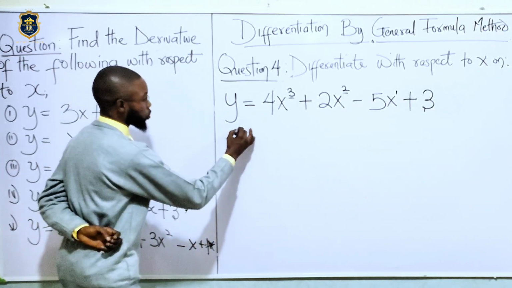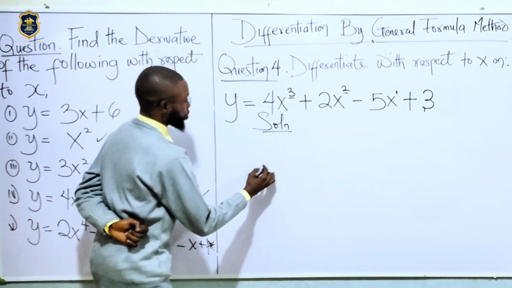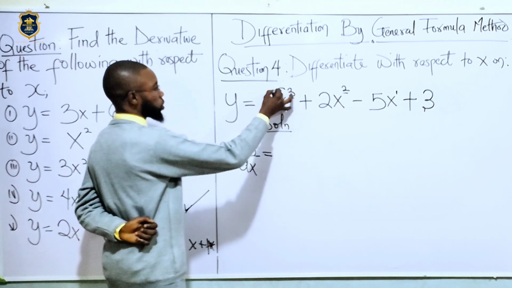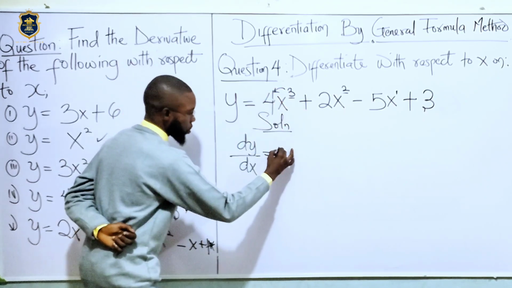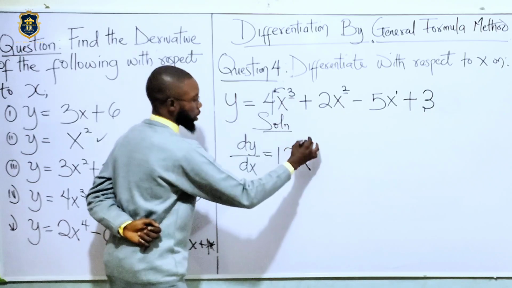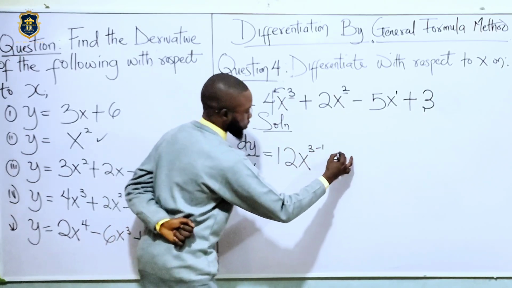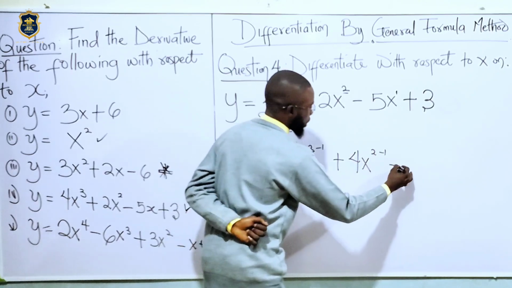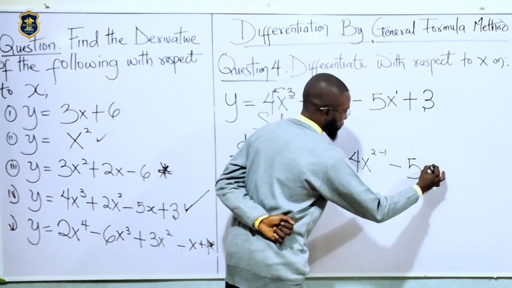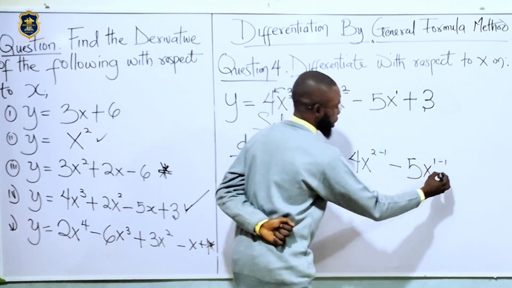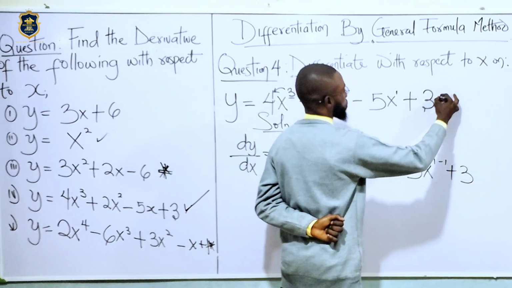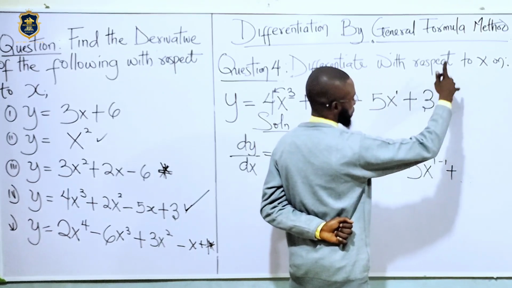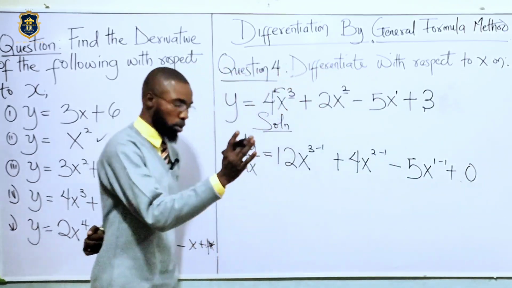Alright, so let's go. Our solution becomes that our dy/dx by differentiating becomes what? This 3 will multiply this 4. So 3 times 4 gives us 12, 12x to the power of 3 minus 1. Then plus 2 times 2 gives us 4x to the power of 2 minus 1. And then minus 5 times 1 gives us 5x to the power of 1 minus 1. And then we have plus 3, and this is raised to the power of 0. Everything here is 0. Every constant number is 0. We've done this countless times. That's 0, that should be gone.